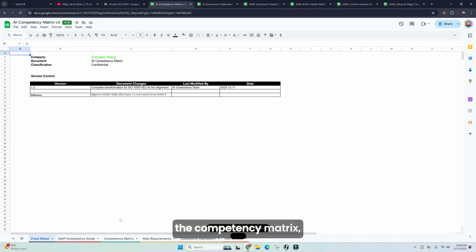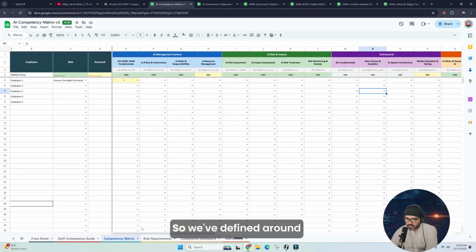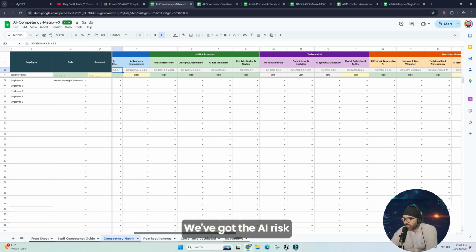So the final document is the Competency Matrix, arguably the most directly impactful for your people. 42001 clause 7.2 requires competence. EU AI Act Article 4 mandates AI literacy, or it did, for anyone deploying AI systems. So this matrix answers who needs to know what. So we've defined around 26 AI-specific competencies organized into 5 categories. So we've got AI management system, and you can see all the ISO standards there for 42001 with the specific controls in place. We've got the AI risk impact.